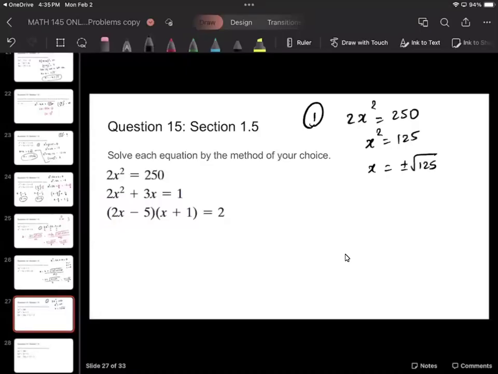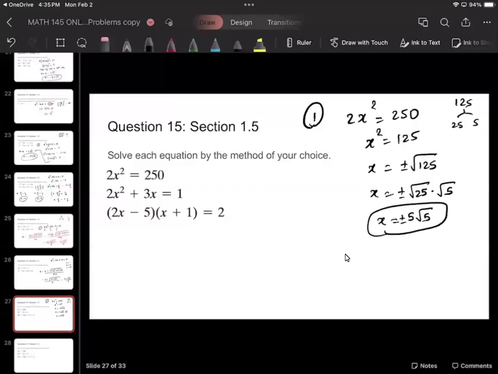So you don't have to write 5 root 5 and all of that. If you want, you can. So 125 is nothing but 25 times 5, right? So this is the same as 5 root 5. If you want, you can write it like this, or you can leave it like this. I will accept either one. Okay.